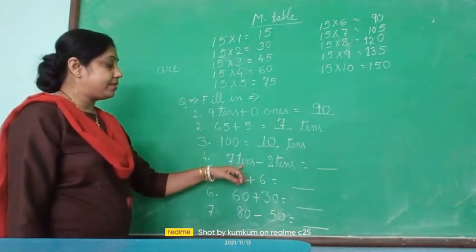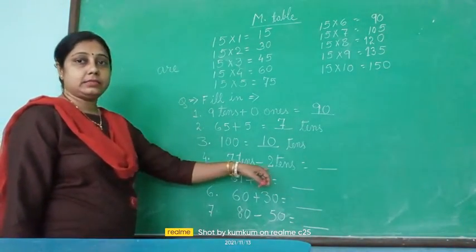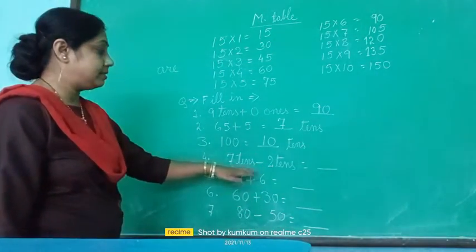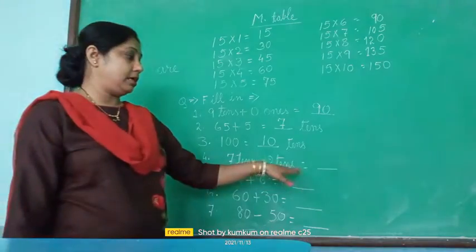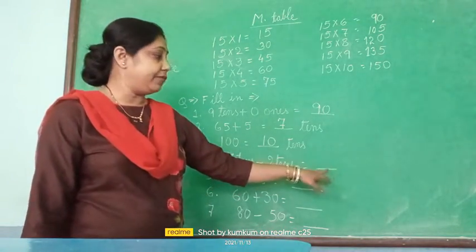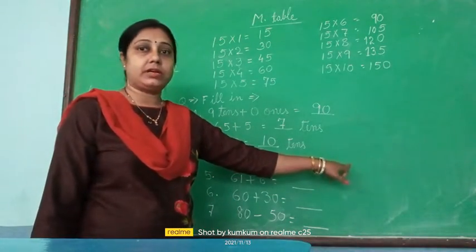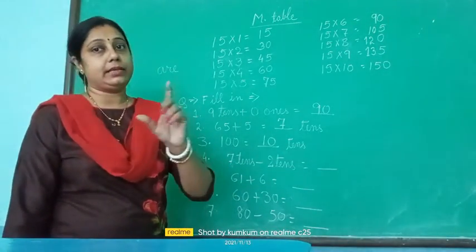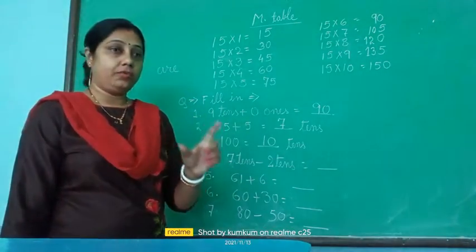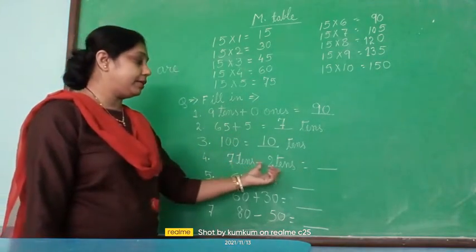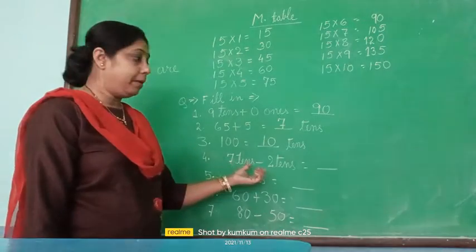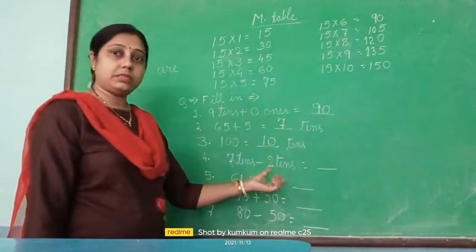Now see, 7 tens minus 2 tens. Next question, you see 7 tens minus 2 tens equal to dash. After the dash, no tens or ones is written. That means whatever your answer is coming, you should write the answer in digits, full digits. Now you have to convert. Here it is tens. So 7 tens means 70 minus 2 tens means 20.